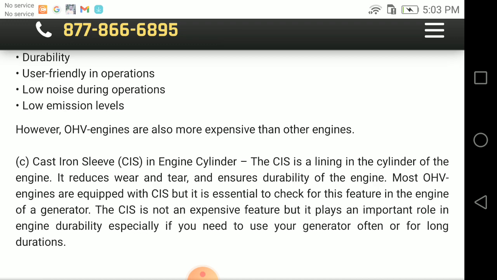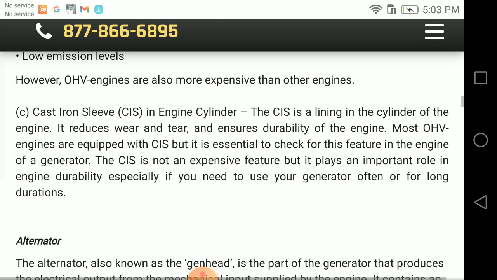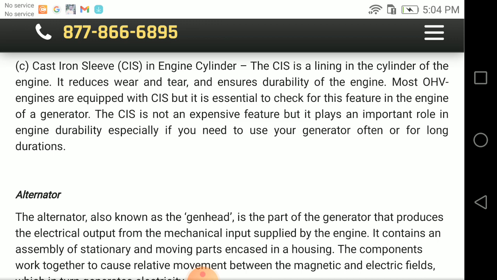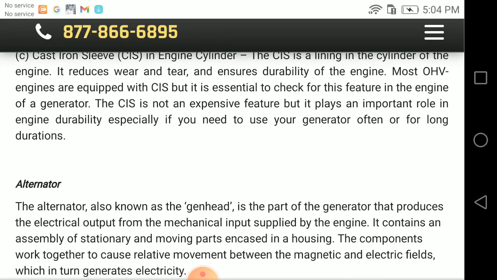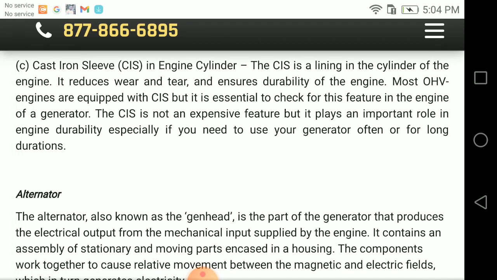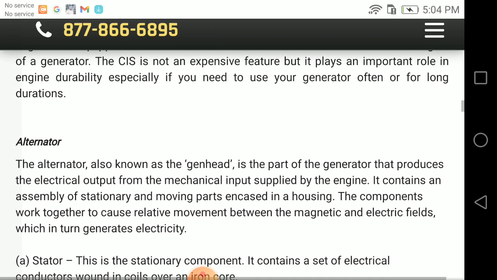Cast iron sleeves in the engine cylinder. The CIS is a lining in the cylinder of the engine. It reduces wear and tear and ensures durability of the engine. Most OHV engines are equipped with CIS, but it is essential to check for this feature in the engine of a generator. The CIS is not an expensive feature, but it plays an important role in engine durability, especially if you need to use your generator often or for long durations.